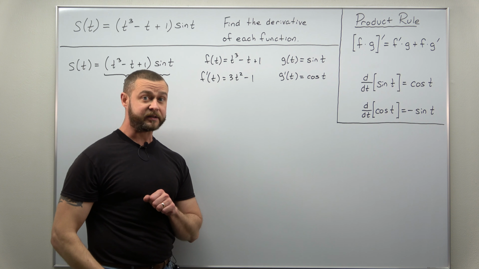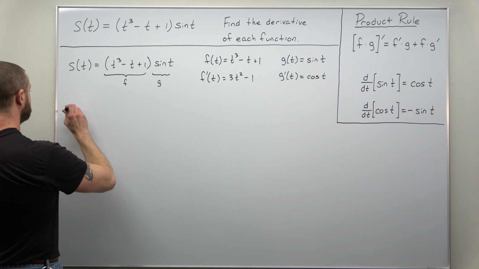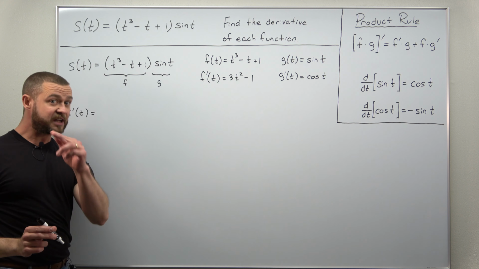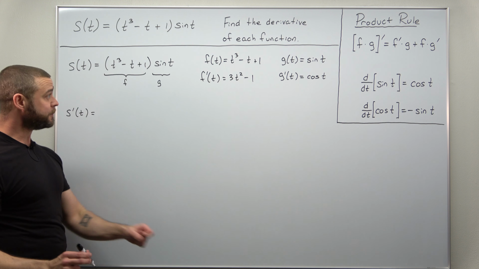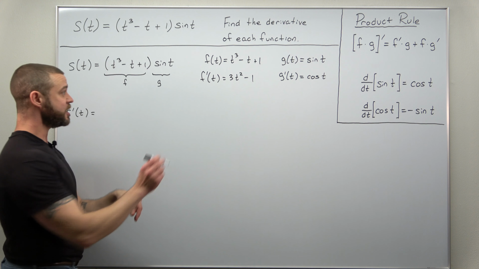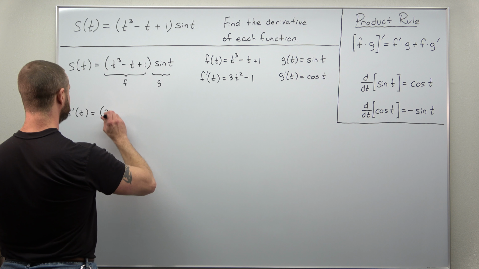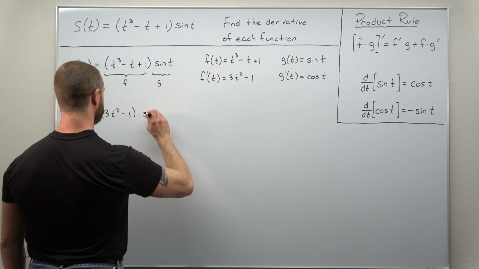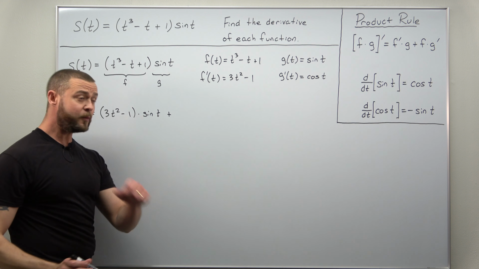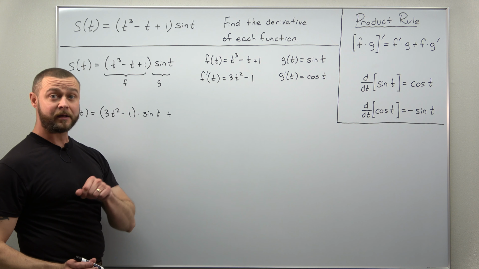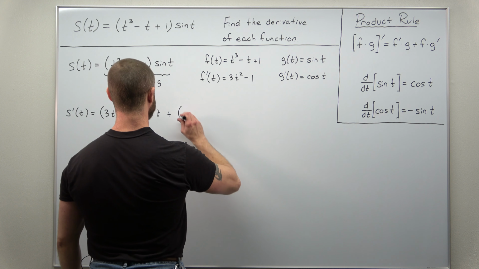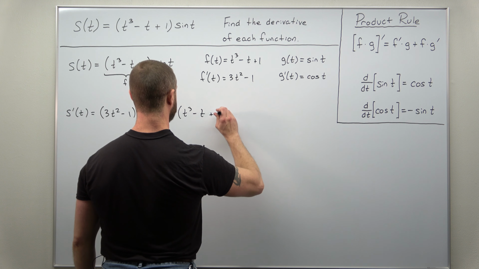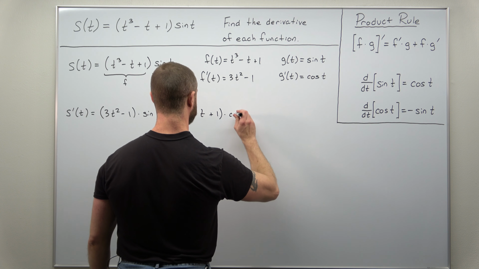And now we just put the pieces back together with the product rule. Our function was s of t, so the derivative, we're going to write it as s prime of t. And if we combine the pieces, we have f prime times g, 3t squared minus 1, and that's going to multiply sine of t. And then we add to that f times g prime. So t cubed minus t plus 1 times cosine of t.